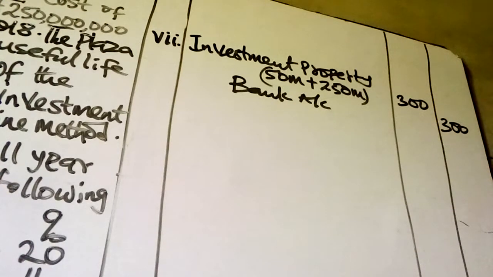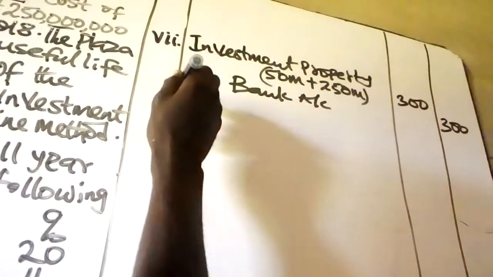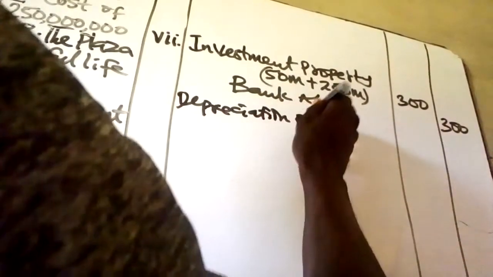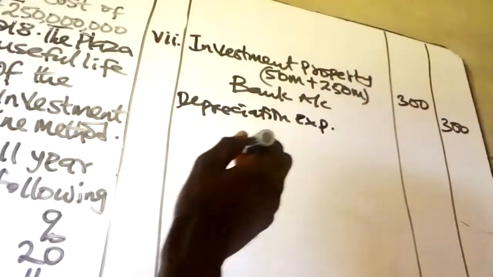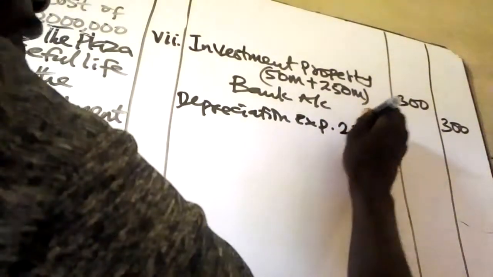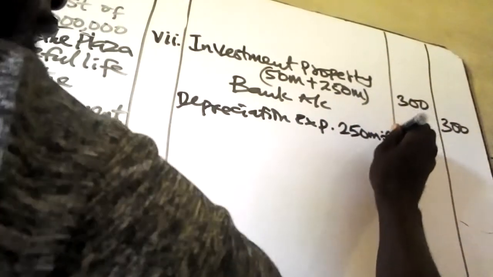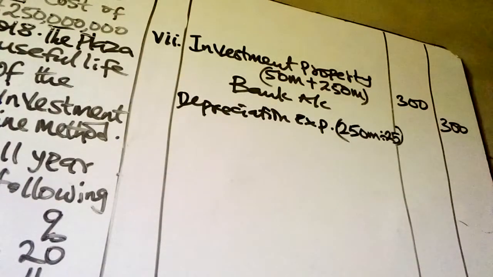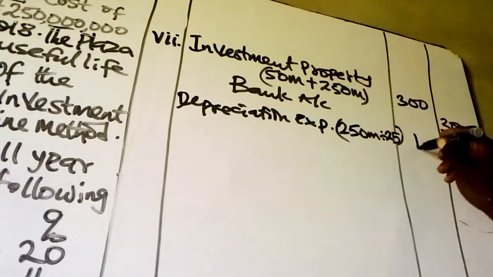So remember, you were told that this property has a predetermined useful life of 25 years. That means the property will be depreciated. You have to calculate the amount of depreciation that will be expensed on acquisition of the investment property. So we have depreciation expense. Remember, you were told it has a useful life of 25 years. So you have 250 million divided by 25. Remember, I've told you that you don't depreciate land. That is why we are not charging depreciation on the whole 300 million. We only charge depreciation on the plaza, and the depreciation expense will be 10 million.